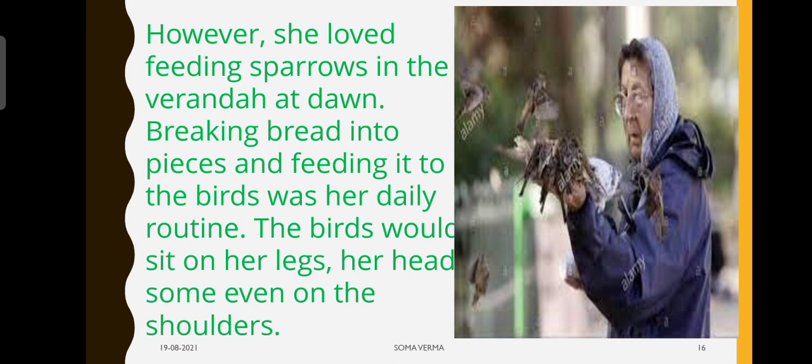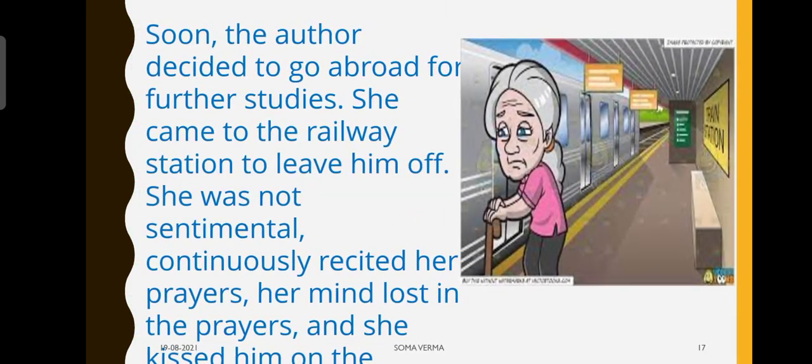In the early morning, she used to feed sparrows. Breaking bread into pieces and feeding it to the birds was her daily routine. The birds would sit on her legs, her head, some even on the shoulders. See in the picture, you can see the sparrows are sitting on the grandmother's hand and shoulder. So you can visualize the whole story.